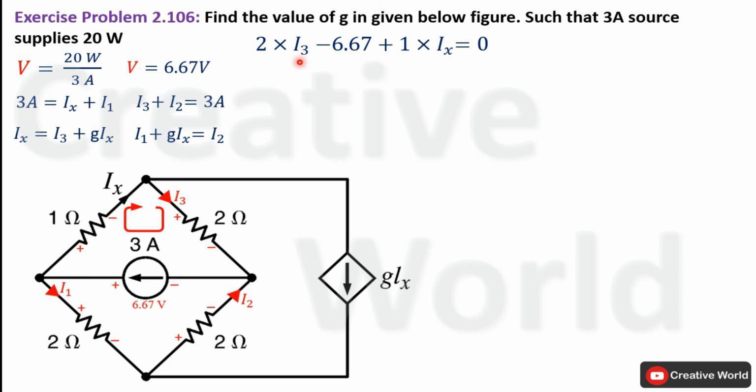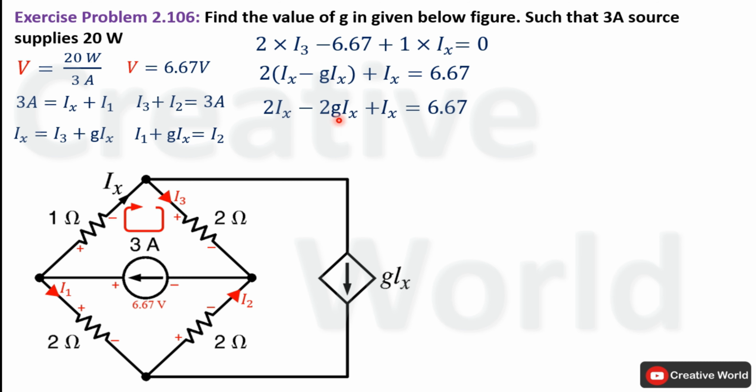Now in order to solve this equation, we will replace current I3 and write it in terms of Ix. If we observe in this equation, we can find the value of current I3 in terms of Ix by placing this Gix on the other hand side of equal. So the value of current I3 will be equal to Ix minus Gix. Replace I3 with Ix minus Gix. Open the bracket. Product of 2 and Ix will become 2Ix, and product of 2 and minus Gix will become minus 2Gix. Plus Ix is equal to 6.67 volt.